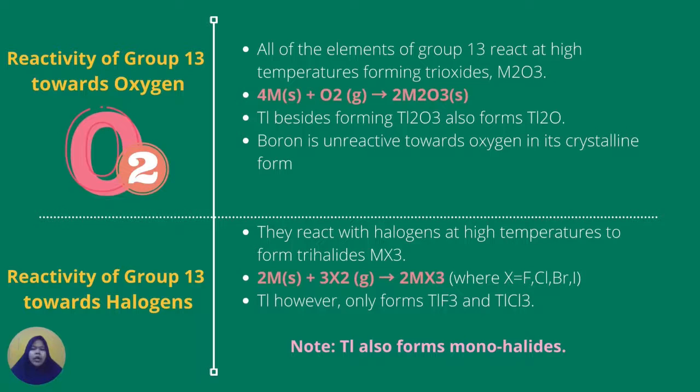Second, reactivity of Group 13 towards the halogens. All the elements in Group 13 can react with the halogens at a very high temperature to form trihalides. So here is the equation, and the X represents the halogens, Group 17. However, thallium only forms thallium(III) fluoride and also thallium(III) chloride.